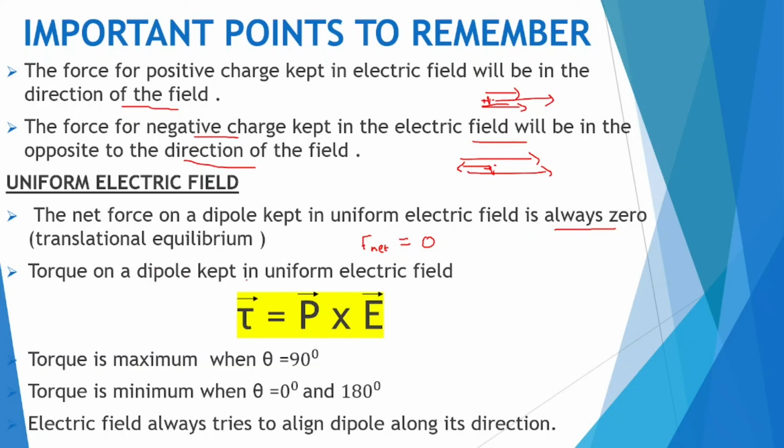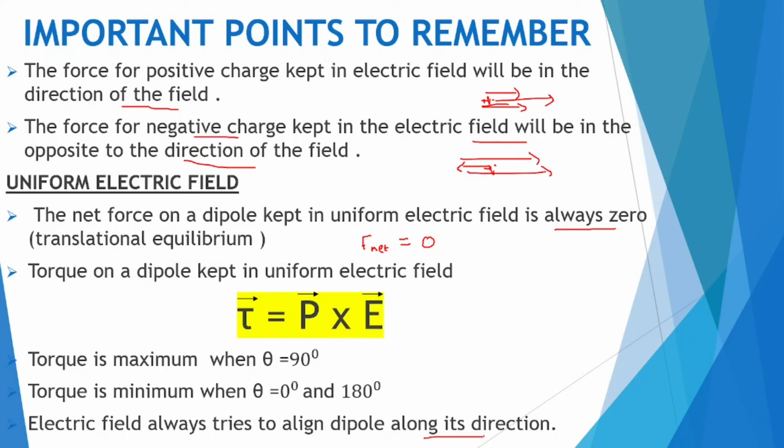Torque on a dipole kept in a uniform electric field: tau is equal to P cross E. Okay, that is tau is equal to PE sin theta. Torque is maximum when theta is equal to 90 degrees, and torque is minimum when theta is equal to 0 degrees and 180 degrees. Electric field always tries to align the dipole along its direction. That's an important point.